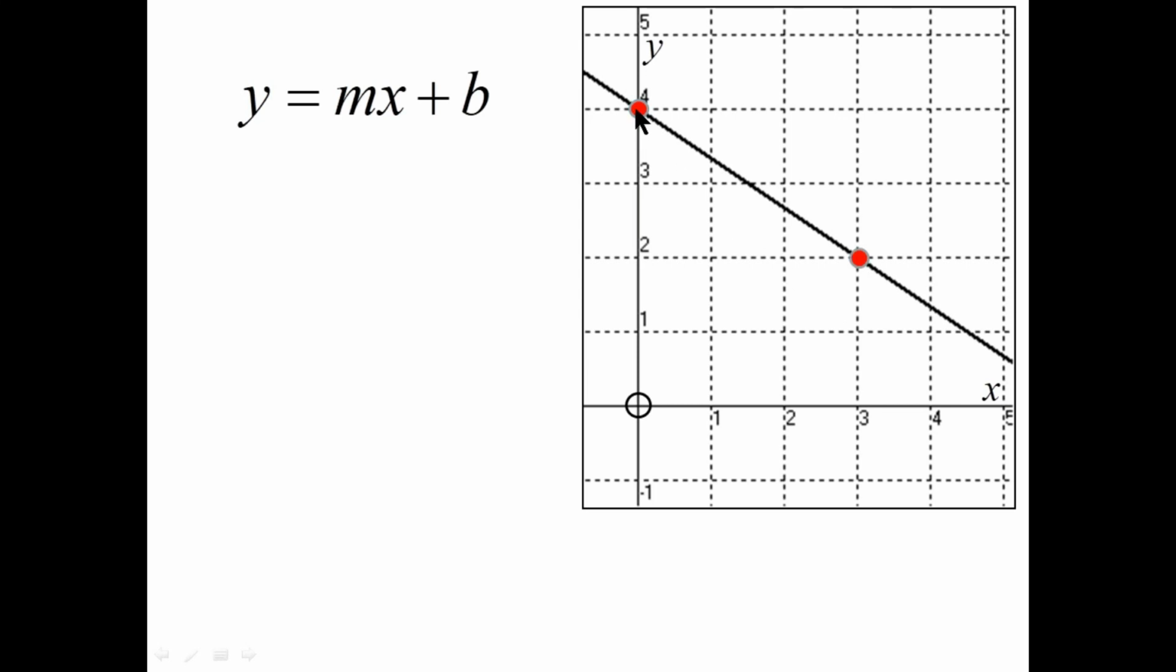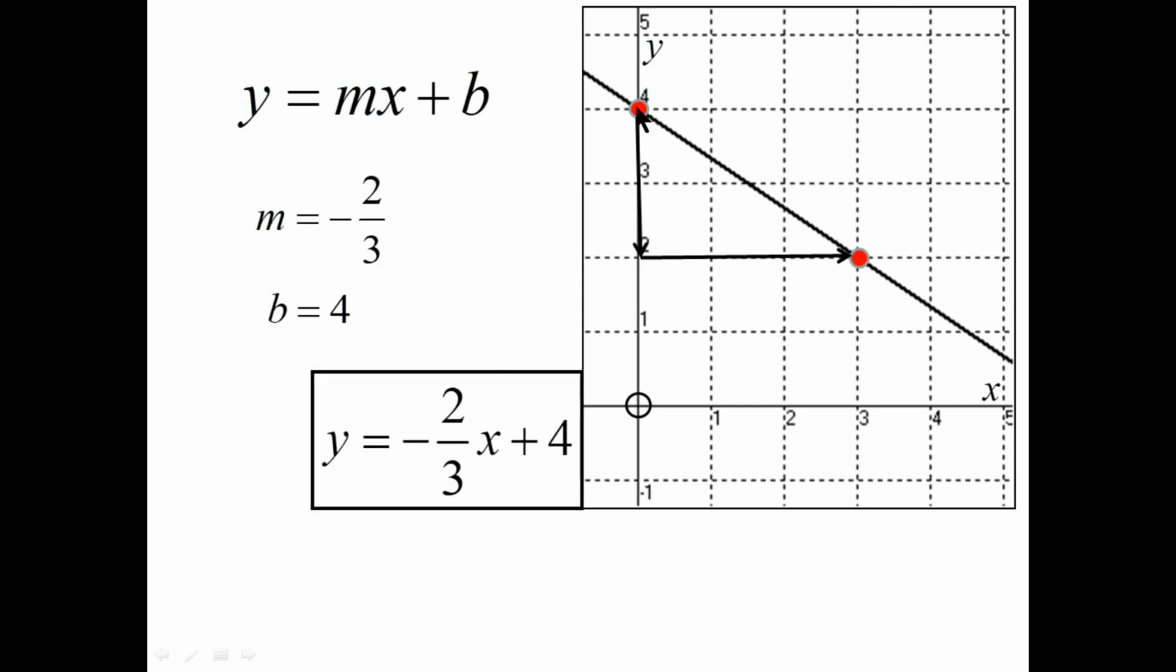And from here I can measure my slope. The leftmost point to the rightmost point. We don't rise, but we drop. So dropping is negative rising, and then we run to the right 3. So the slope here is negative 2 over 3. Meanwhile, the y-intercept, here's the y-axis, the y-intercept is the number 4. That would be b. And so we have the equation of the line. y equals negative 2/3 x plus 4.